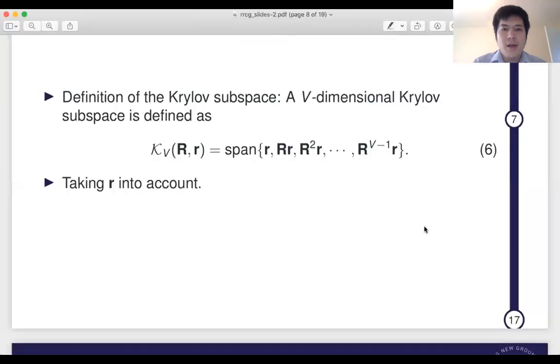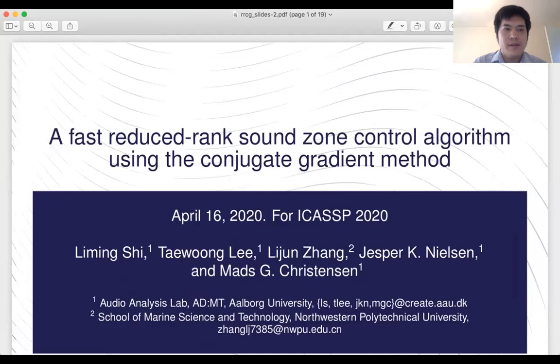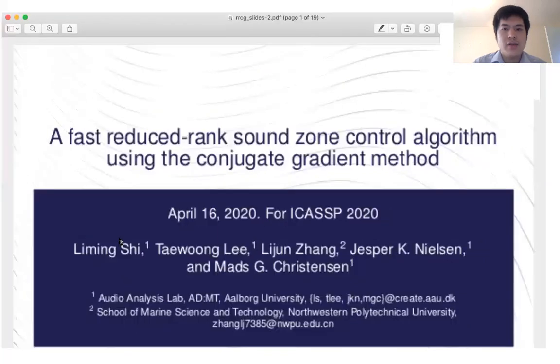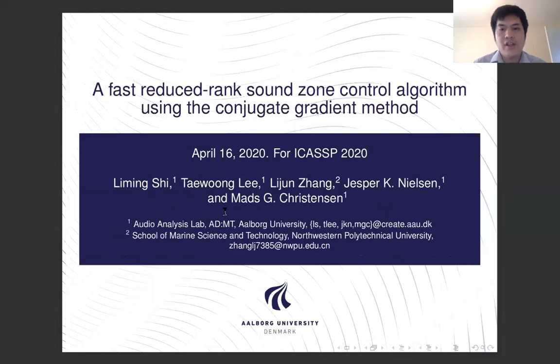Today, I'm going to present an accepted paper in ICASSP 2020 about sound zone control. The paper's title is "A Fast Reduced Rank Sound Zone Control Algorithm Using the Conjugate Gradient Method."